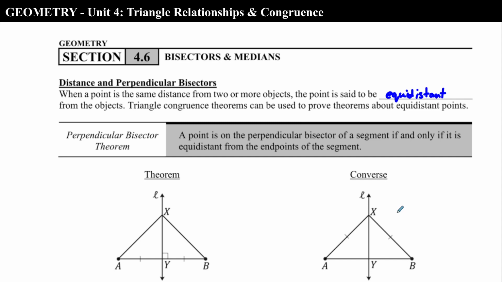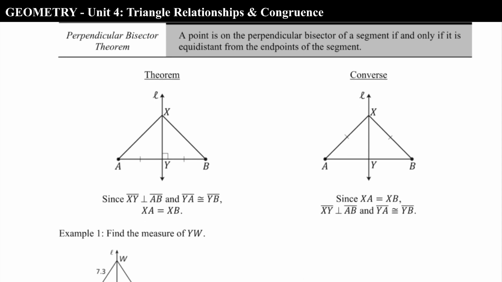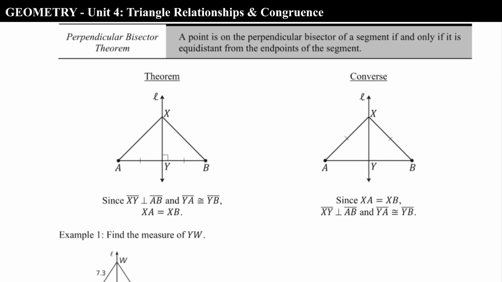So the perpendicular bisector theorem says that a point is on the perpendicular bisector of a segment if and only if it is equidistant from the endpoints of the segment. So the if and only if tells us that this theorem can be said both ways. You have the theorem and the converse of the theorem, and they both hold true. So what does this theorem even mean? Let's use a couple of figures to explain it.